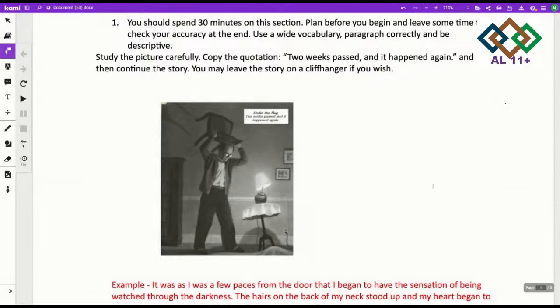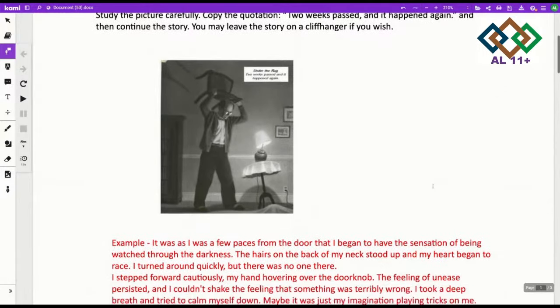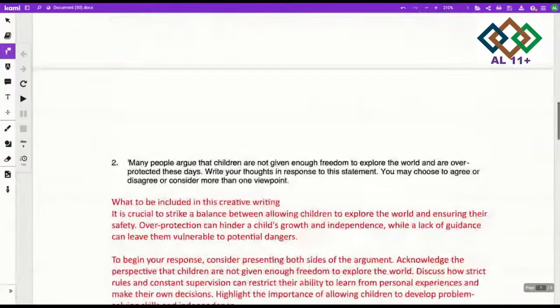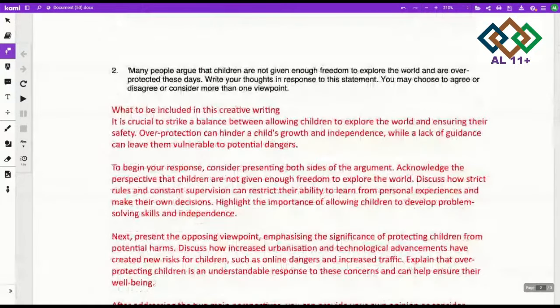This is one example where you have a picture and you have to describe. Another one is that you will just get something like this. Many people argue that children are not given enough freedom to explore the world and are overprotected these days. Write your thoughts in response to the statement. You may choose to agree or disagree, or consider more than one viewpoint.